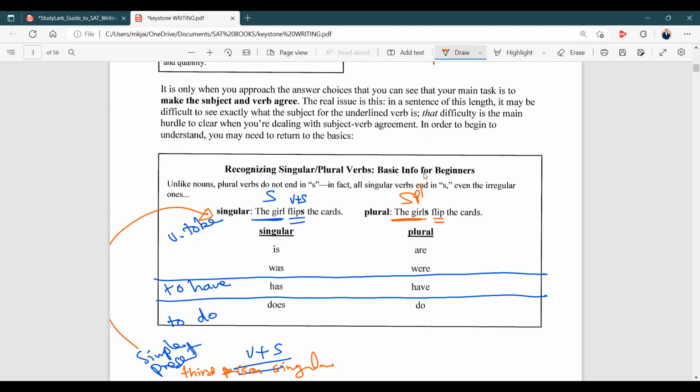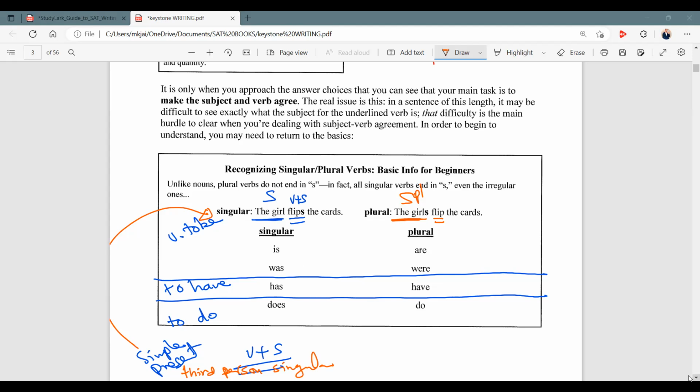So these are the ones that are being tested. It's either the simple present, the present perfect, or these verbs as main verbs or as helping verbs. So far, so good? I want to hear you. Yes. Okay.